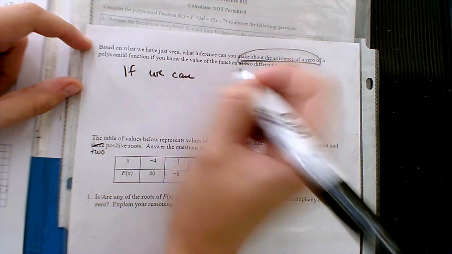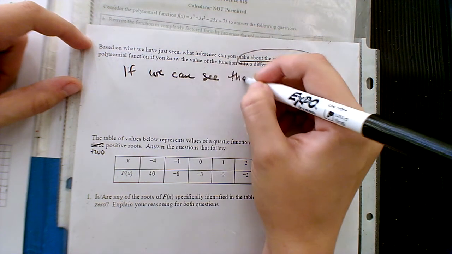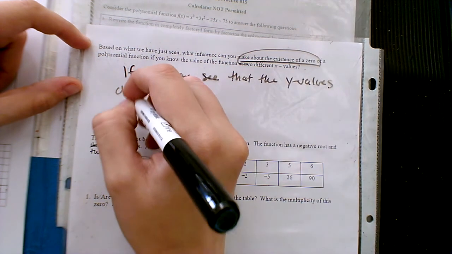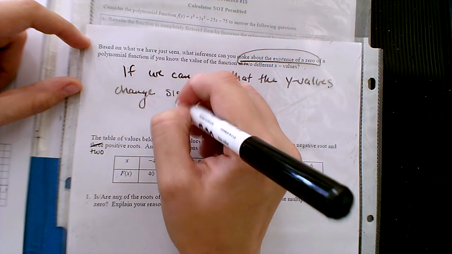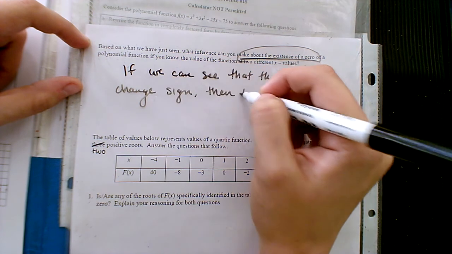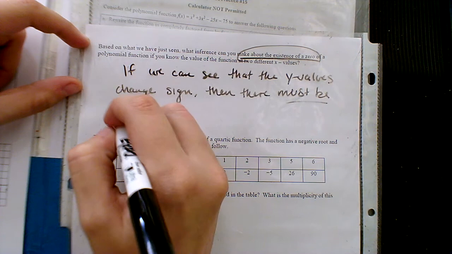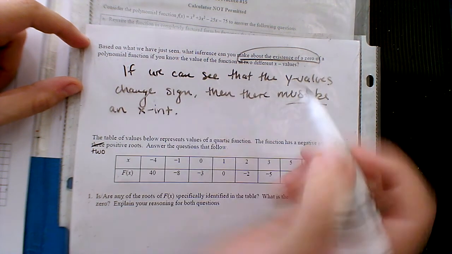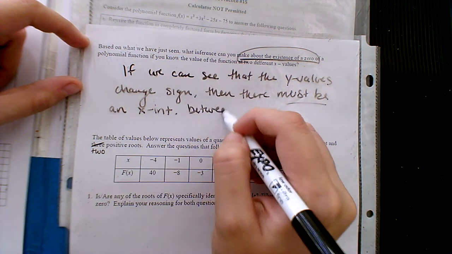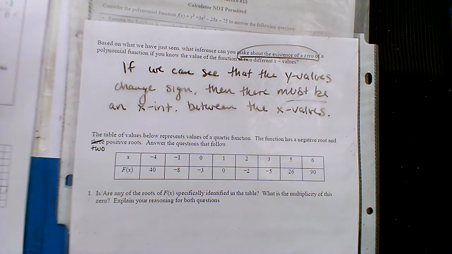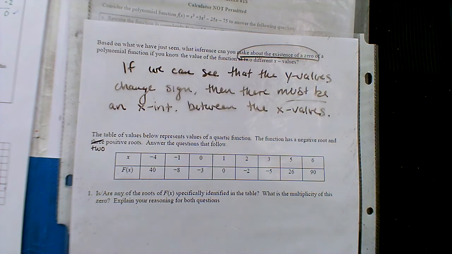Say if we can see that the y values change sign, then there must be an x-intercept between the x values. So if we can identify the sign change, we know for sure there's an x-intercept.